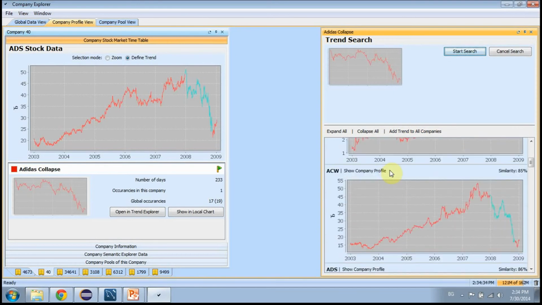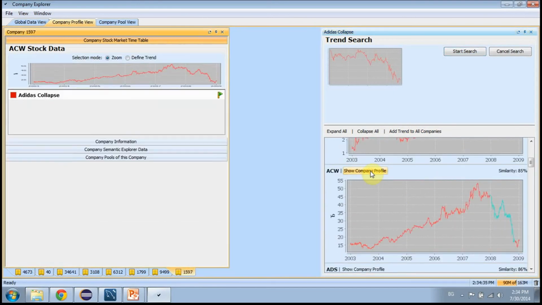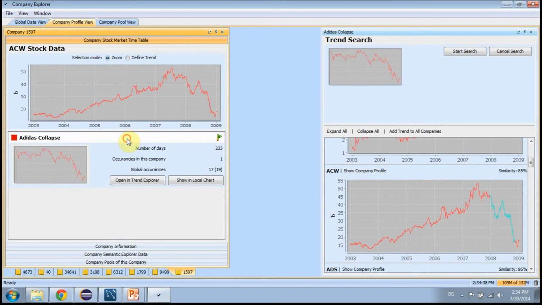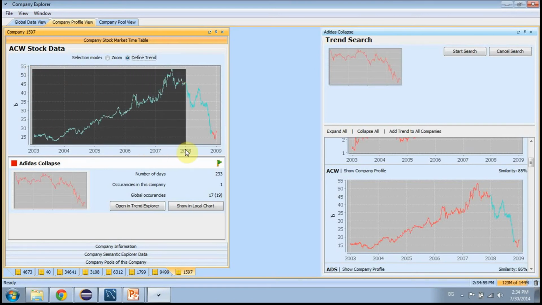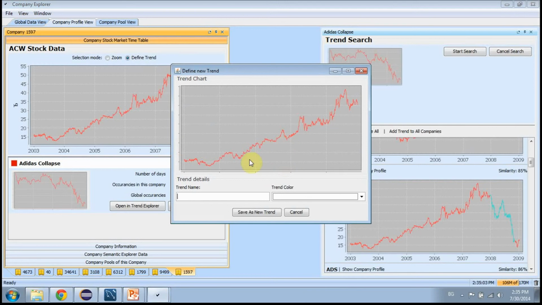Then when I open this ACW, I already see that it has been annotated here, and I can show it in the local graph. Then I find another interesting thing about this company. It has been constantly growing until it collapsed. And then I'd like to search for some other companies like that which have the same.